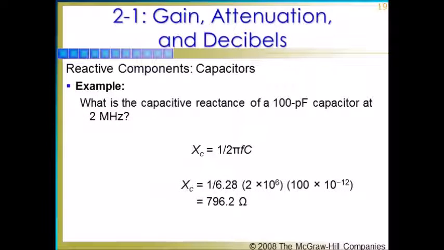Here is an example. What is the capacitive reactance of a 100 picofarad capacitor at 2 megahertz? We have the formula, which is 1 over 2 pi f C. By substituting the given values, we can find the capacitive reactance, which is 796.2 ohms.